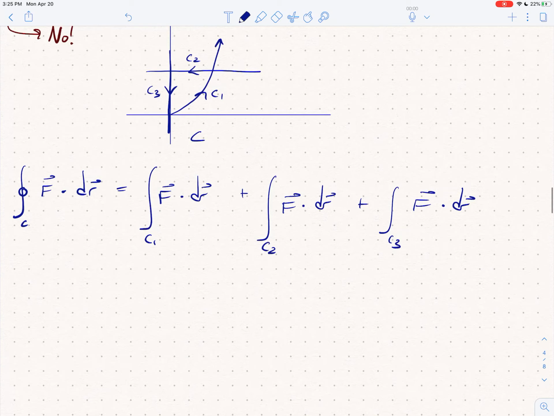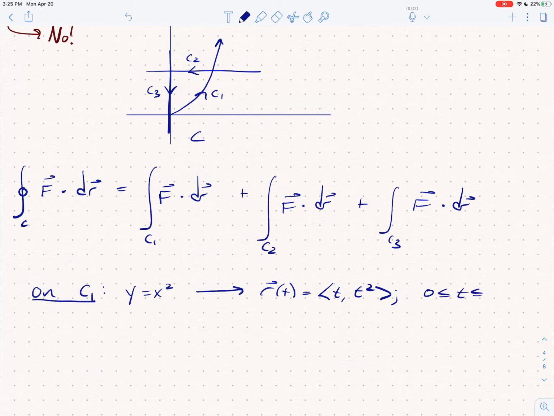So C1 is given to me by, let's just go ahead and make a section for this. So on C1 is given to me by y equals x squared. And so my parameterization in this case, when you have y as a function of x, your r of t is going to be x is t, and then y is f of t, which is just going to be t squared. That's one way that you can always do that. We want to think carefully about our t. T is going to go from 0 to 1, and that's going to take you right along that curve.